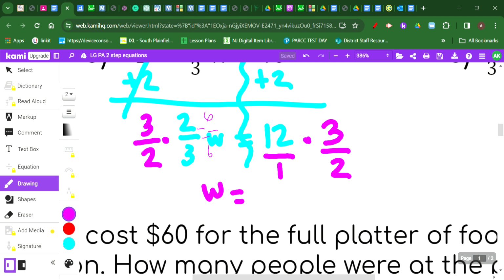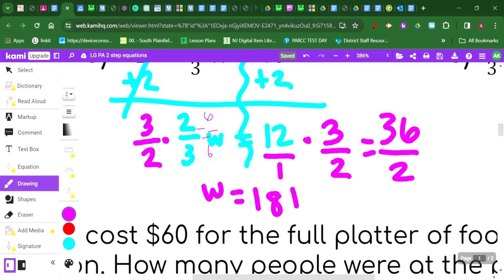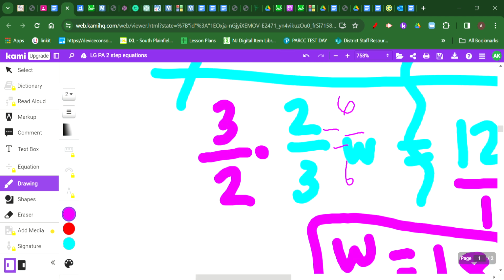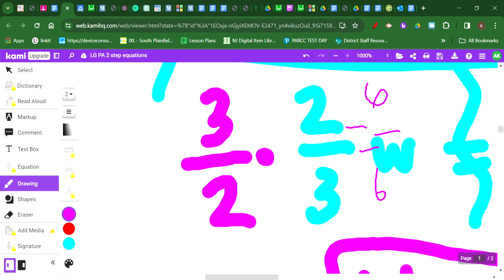So 12 times 3 gets you 36/2. 1 times 2 is 2. 36 divided by 2 gets you 18. So our answer here is 18. Okay, so your two inverse operations were to add 2 to both sides and then multiply both sides by the reciprocal. When you multiply both sides by the reciprocal, on the left side specifically, you will end up with 1w. That's why you multiply by the reciprocal, because you want 1w or 1x or 1 whatever the variable is.